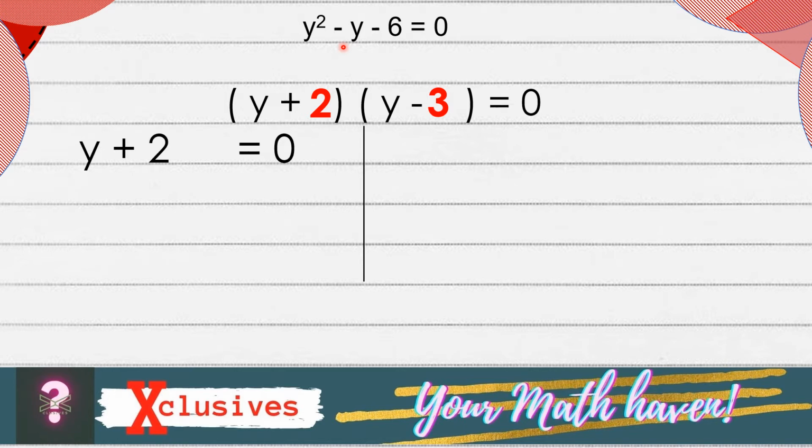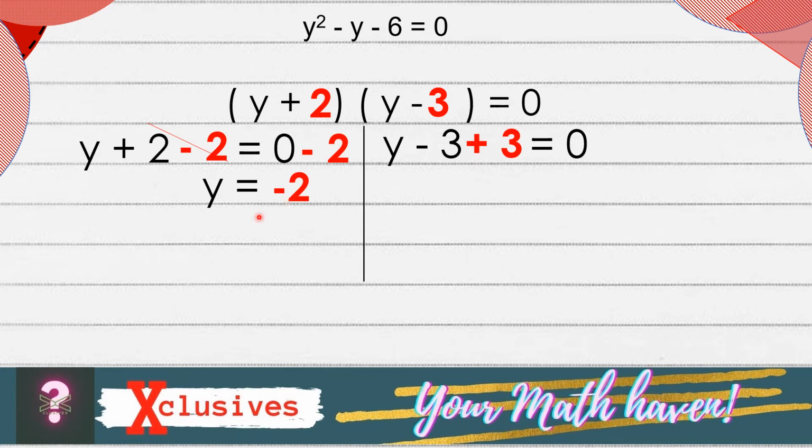Now using zero product property, we can equate these two factors into y plus 2 is equal to 0 and y minus 3 is equal to 0. Now to solve for the value of y here, we need to move positive 2 to the other side, and to do that, we are going to subtract both sides by 2. So positive 2 minus 2, that is 0, and the remaining term is y. So 0 minus 2, that is negative 2.